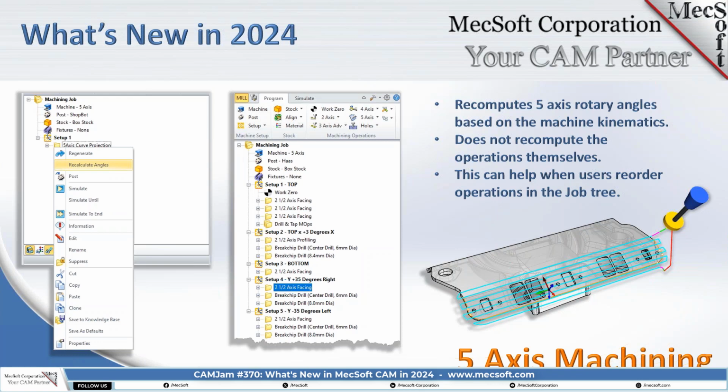You normally won't see it on the graphic screen. Everything will look correct, but the machine tool angles, which is the primary and the secondary angles, will be out of sync because you reordered the machining operations. So this option that we've introduced will recompute all the machine angles based on the current order of operations.